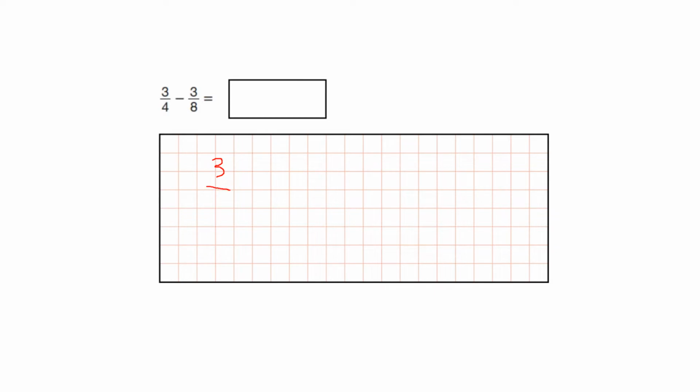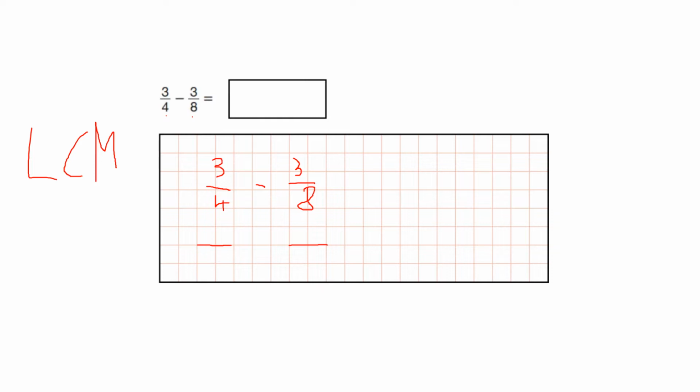So we've got 3/4 take away 3/8. Now this time your denominators aren't the same. You've got 4 and 8. So your next job is to try and find a common multiple of 4 and 8, the lowest common multiple. So you want to find the lowest common multiple of 4 and 8, so you are able to find the same denominators. So you're making equivalent fractions.